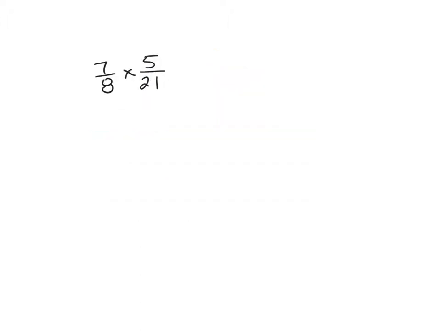Here's an example of one that would definitely be easier if you do some canceling first. But first of all, let's just do it by multiplying straight across. If I multiply straight across, 7 times 5 gives me 35, and 21 times 8 gives me 168. Well, 35 over 168 is a pretty large fraction as far as the numbers go. And you would have to figure out whether or not you could put that in lower terms.